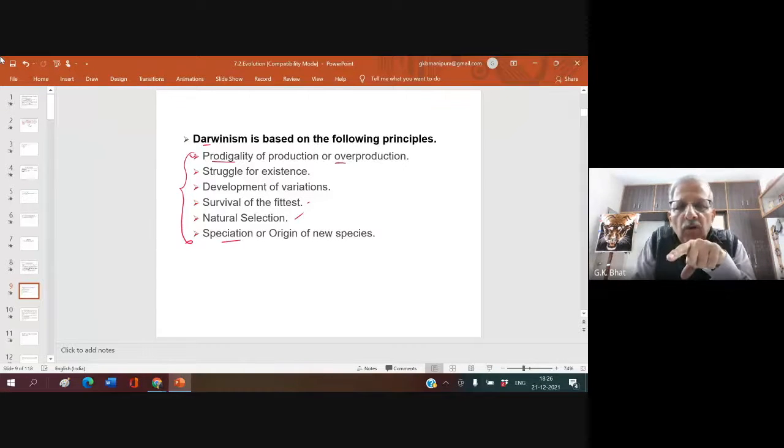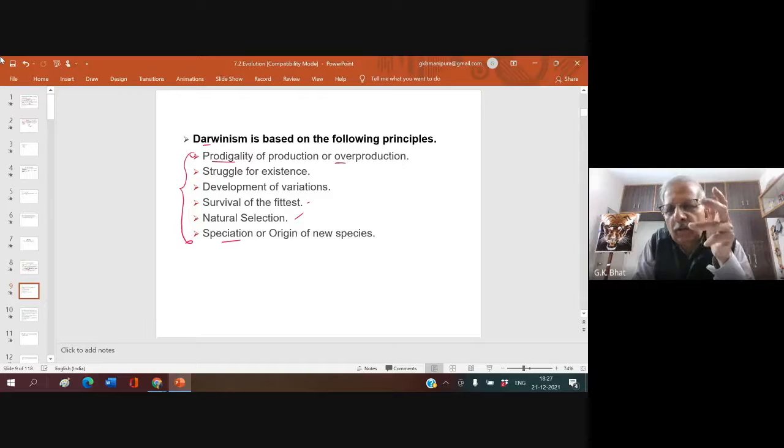You know, there is struggle between species. Whenever you talk about struggle, you must remember that there are three types of competition. One is the competition between members of the same species. Another is the competition between members of different species. If the competition is within the same species, it is called intra-specific competition. If it is between two different species, it is called interspecific competition. If it is with nature, it is called extra-specific competition.